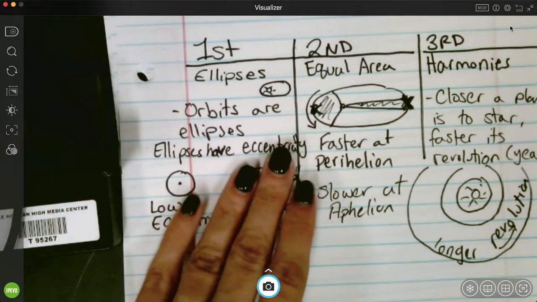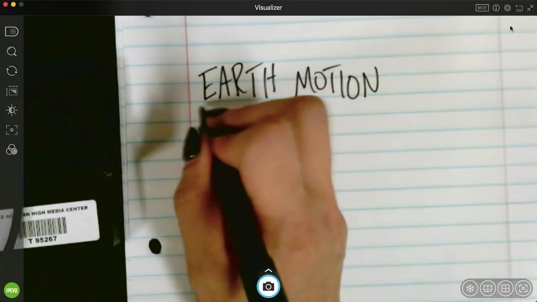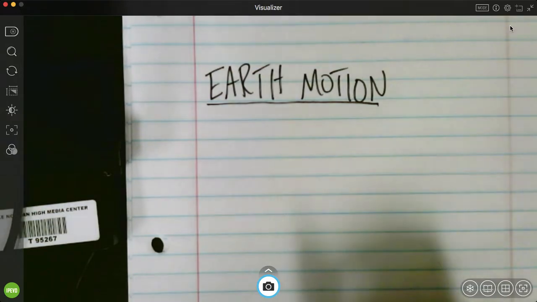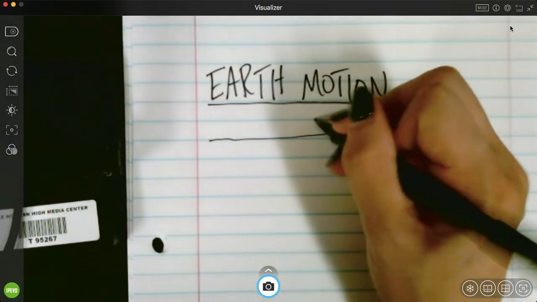So we talked about Kepler's laws. We talked about the universe and then how planets moved. Now we want to talk about how Earth moves. And again, you can write as much or as little of this as you want. You don't have to write every single thing I'm writing unless you feel like you need it. So the two main motions both start with the letter R.